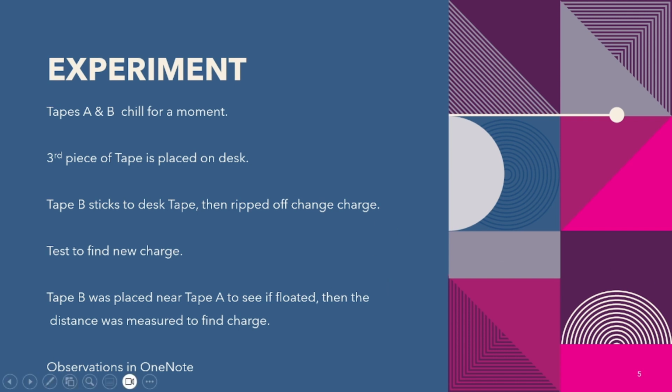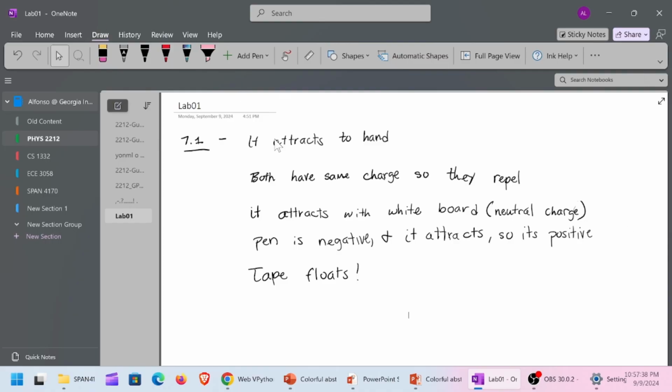So our observations would be these. These are my notes for them. The piece of tape attracts to my hand. Both pieces of tape have the same charge, so they repel. It attracts to a whiteboard, which is of neutral charge. The pen is negative and it attracts, and that basically tells us the tape is positive. And when we try it with the tape, it floats, meaning they're both of equal charge. If they float, then they're repelling, so that means both pieces of tape are positive.